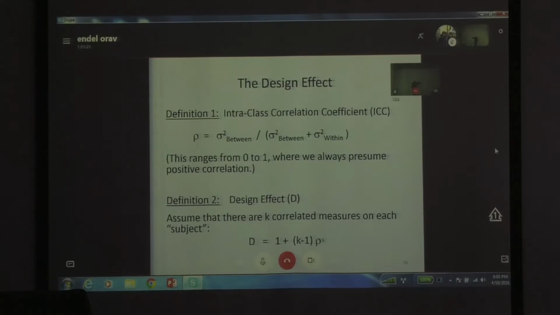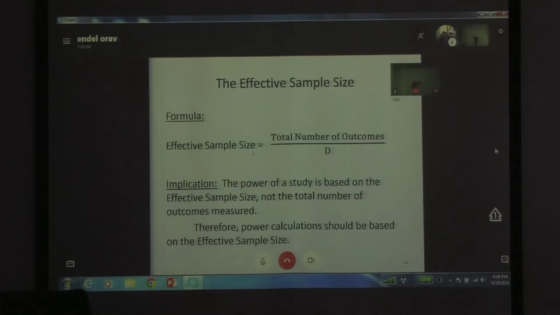For physiologic measurements like blood pressure, CD4 counts, measured a reasonable interval of time apart, a 0.5 is not a bad guess. If you have pilot data, that will give you something better than a raw guess. But for physiologic measurements, 0.5 is actually a pretty reasonable start for most things you measure on a person. Once I have D, the effective sample size is the total number of outcomes divided by D, and I'm done.